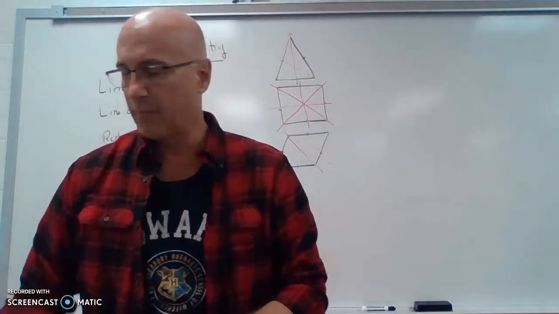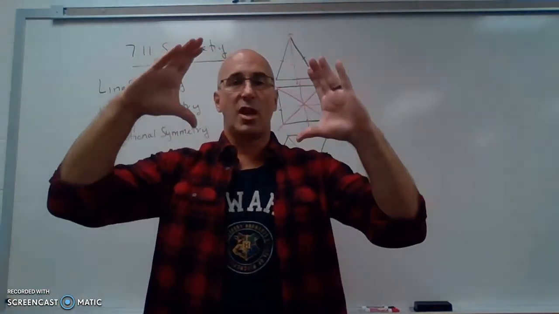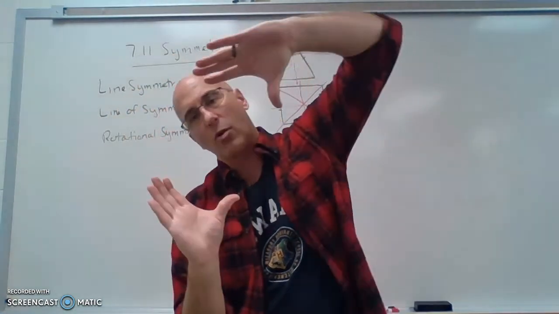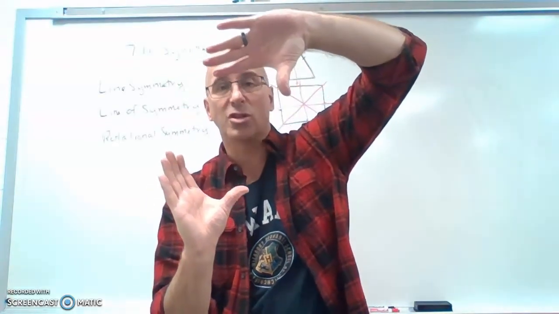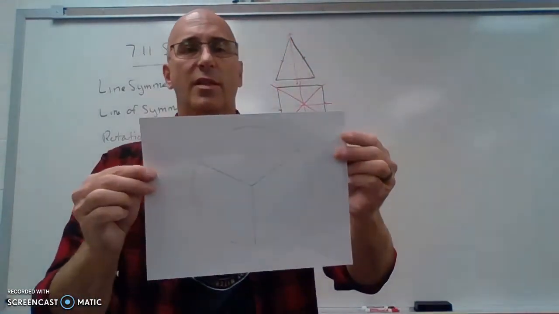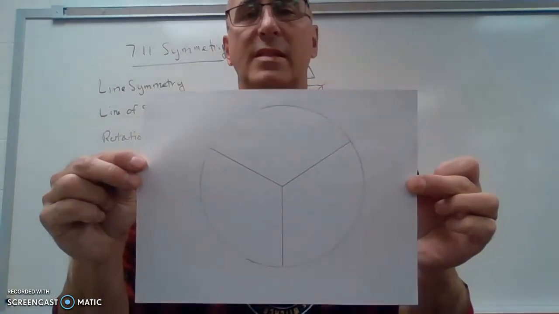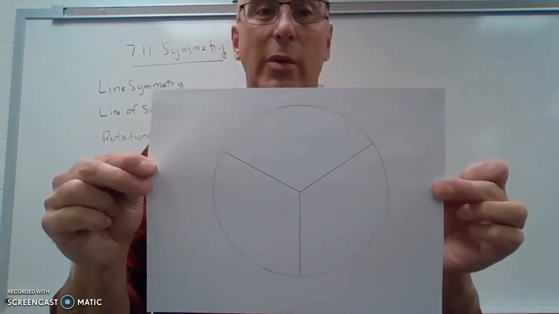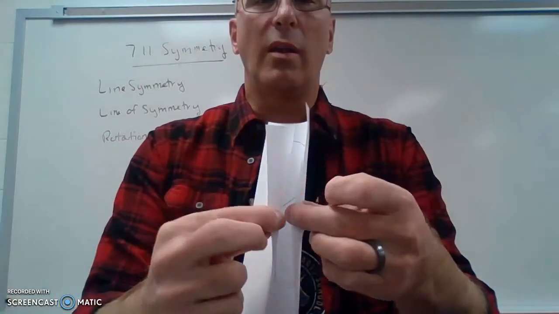Now there's another form of symmetry, and that is when you take a shape and you pick a point in the center, and if you can rotate it around itself, it'll line up. It'll be rotationally symmetrical. So I will use this shape right here. It's a circle, and then I put a point in the center and I drew three lines, and those actually form 120-degree angles.